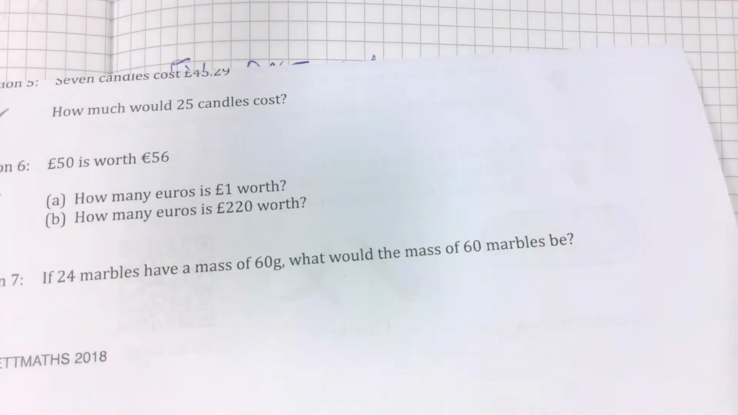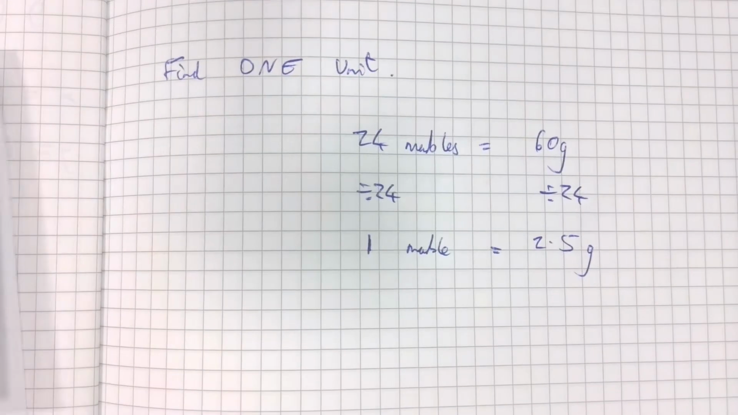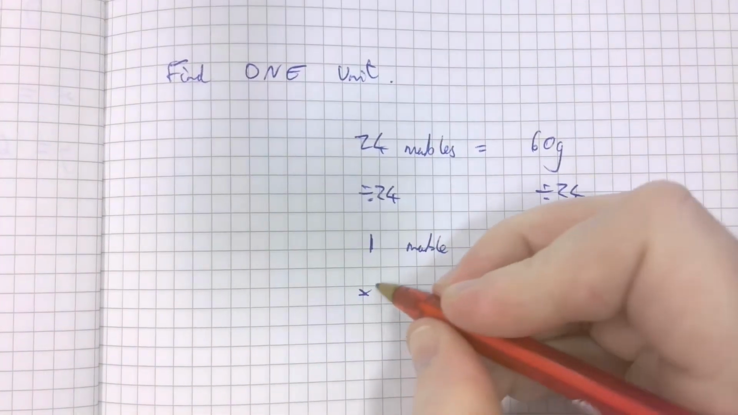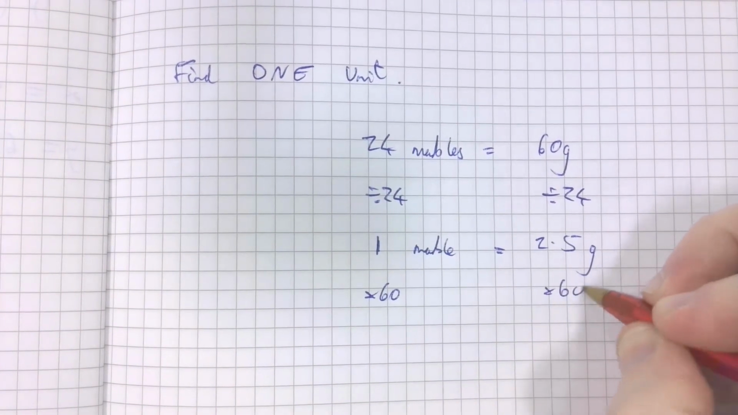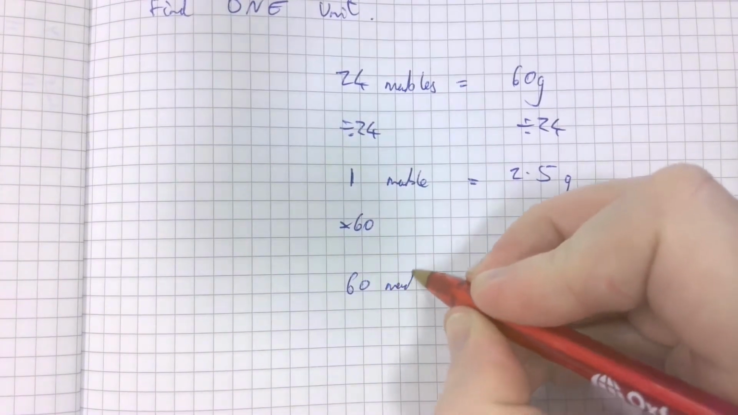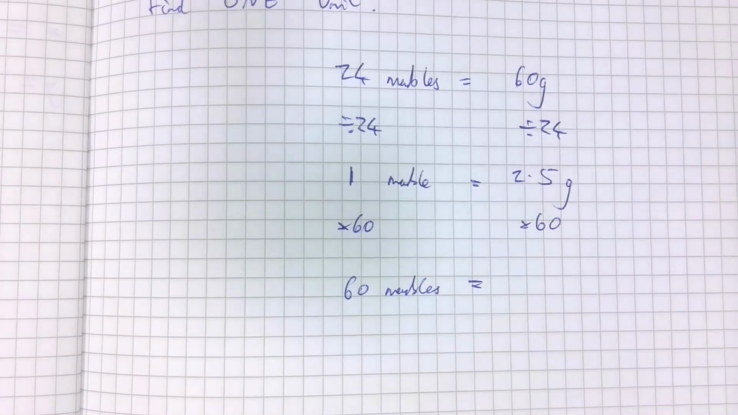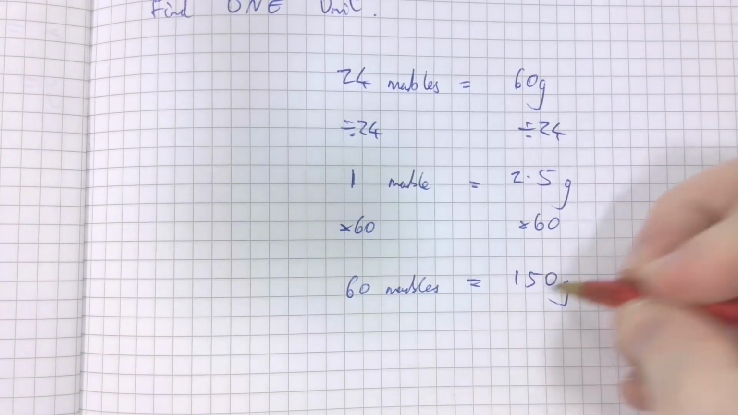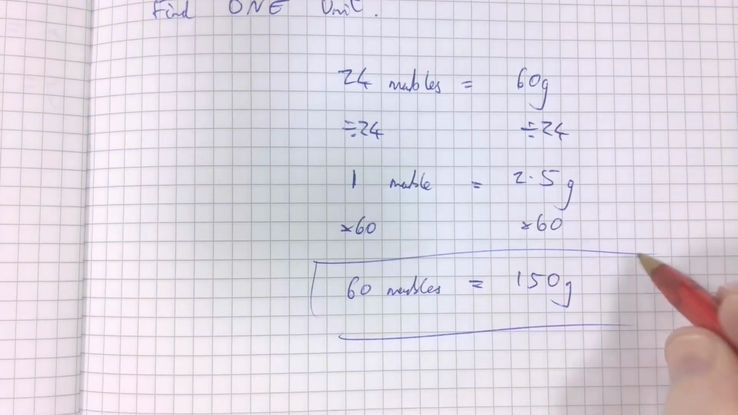What would the mass of 60 marbles be? Well, I achieve that by scaling that up by the factor of however many marbles I want. 1 times 60 makes 60 marbles. And 2.5 times 60 is 150. So that is the answer to that particular question on this work.